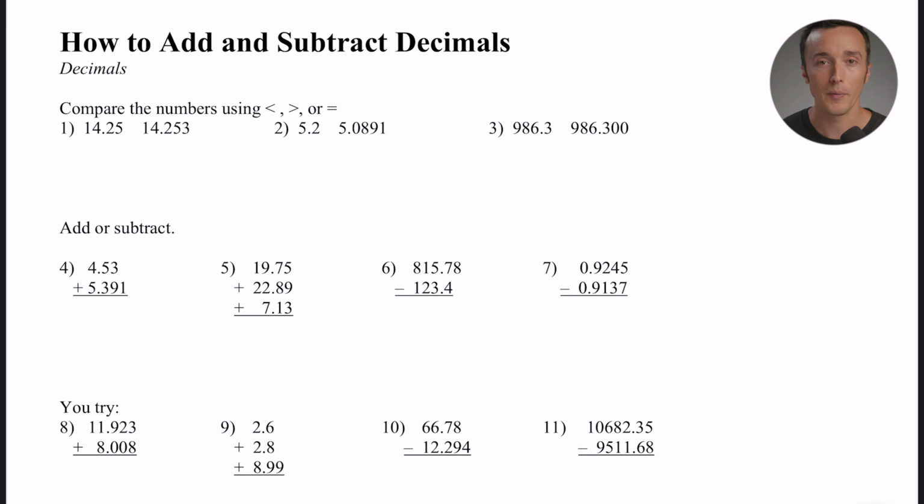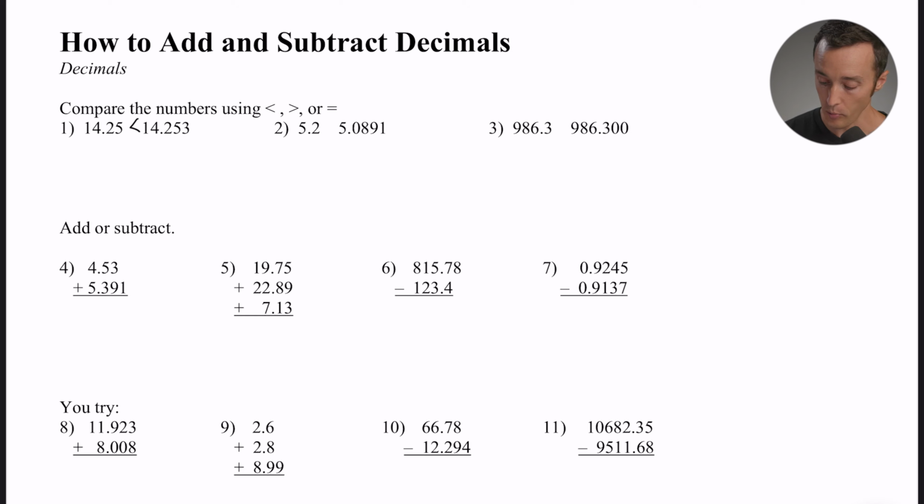But the first thing I always do with my students is just to get them warmed up, we do some comparisons of less than, greater than, or equal to, because it kind of helps put us in the right mindset to do the addition and subtraction. So how would 14.25 compare to 14.253? Well, 14.25 is less than 14.253, okay?